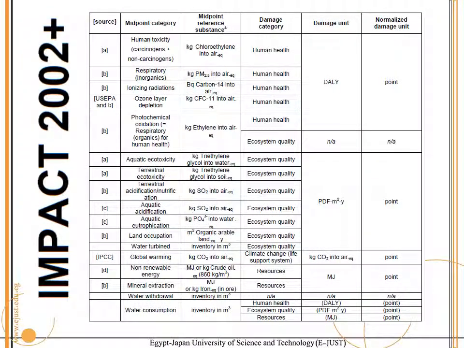The impact category which is used in this paper is IMPACT 2002+, and these are all the midpoint categories which are calculated by SimaPro, and finally the damage assessment, which includes human health, ecosystem quality, and resources.